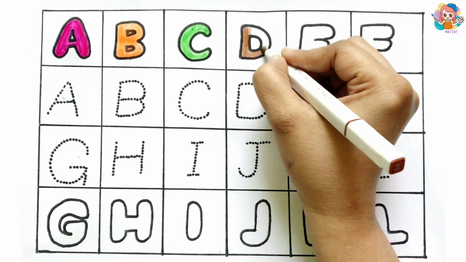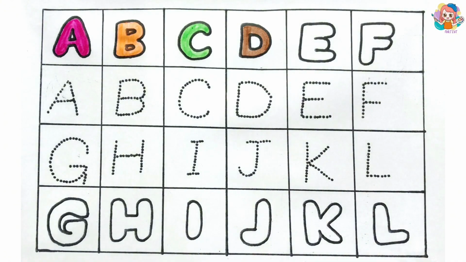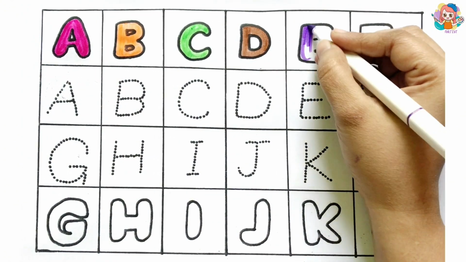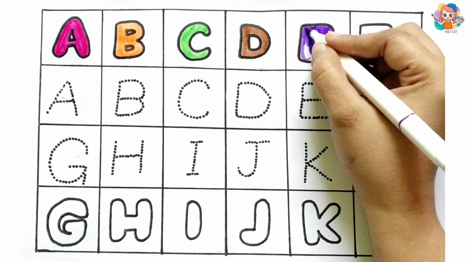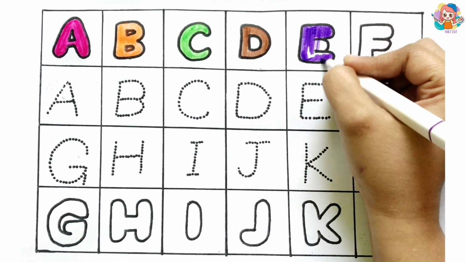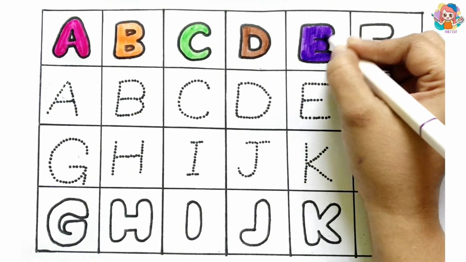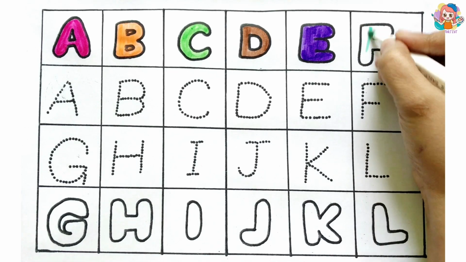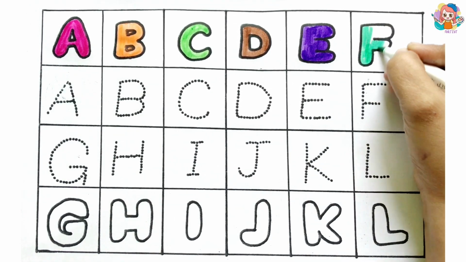D. D is for doll. E. E is for elephant. F. F is for fish.